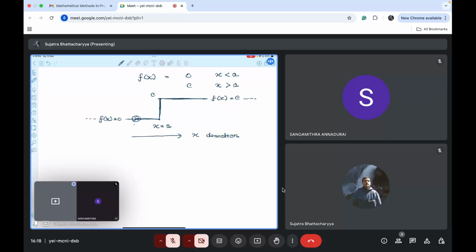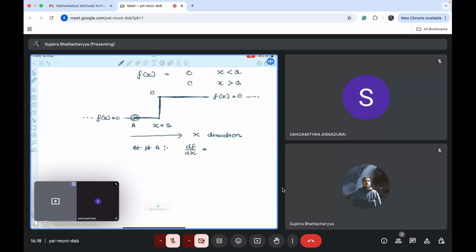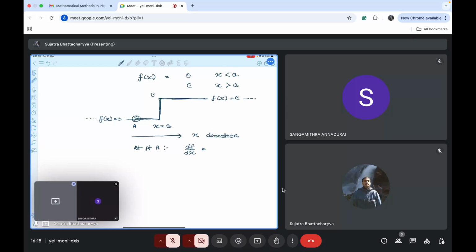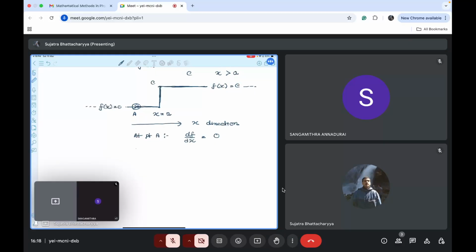Let's say this point is A. So at point A, df/dx: for a small change in x, is there any change in the function? No, it remains 0. So df remains 0 even for a small change in x. So it is 0. Great. Now this point, suppose, is B. At point B, is it changing? No. The function remains the same, c minus c divided by some delta x, which is 0.